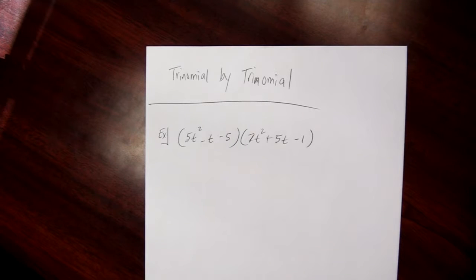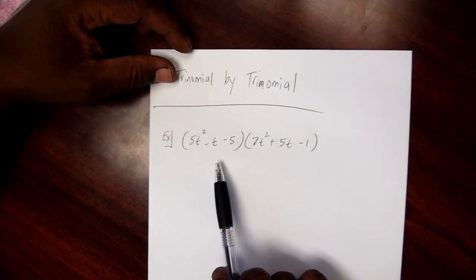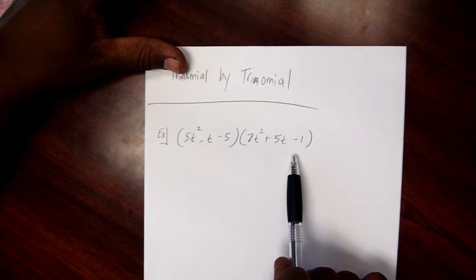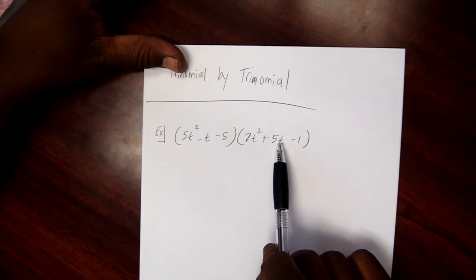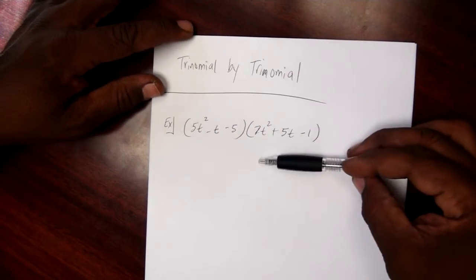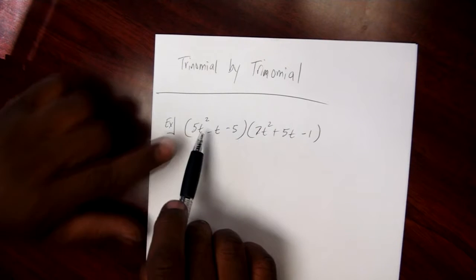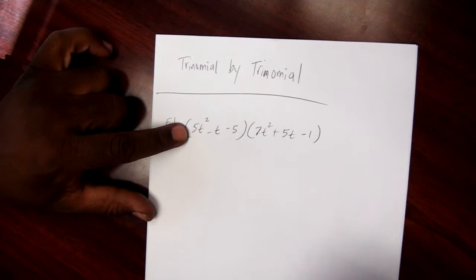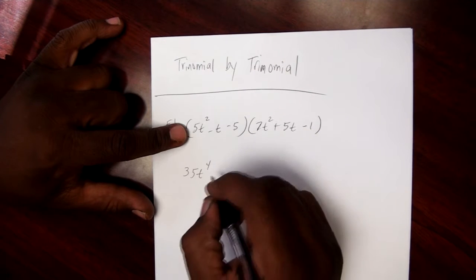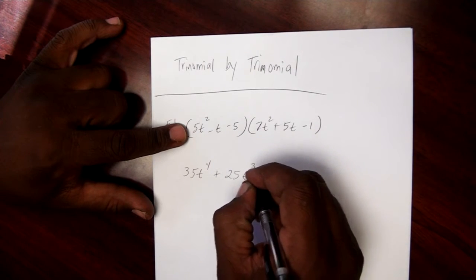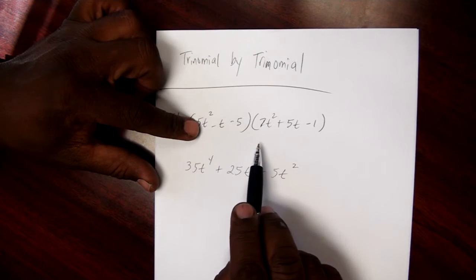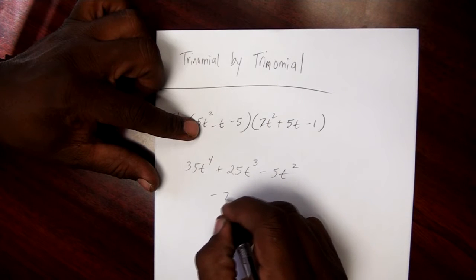Now we'll take a look at multiplying a trinomial times another trinomial. Here we have 5t squared minus t minus 5 times the trinomial 7t squared plus 5t minus 1. So again, I'll use the distributive property technique, and I also align my terms according to like terms and like powers. So first I'll distribute 5t squared with everything in our second set of parentheses. So we have 35t to the fourth plus 25t cubed minus 5t squared. Next I'll distribute negative t. So that's negative 7t cubed.